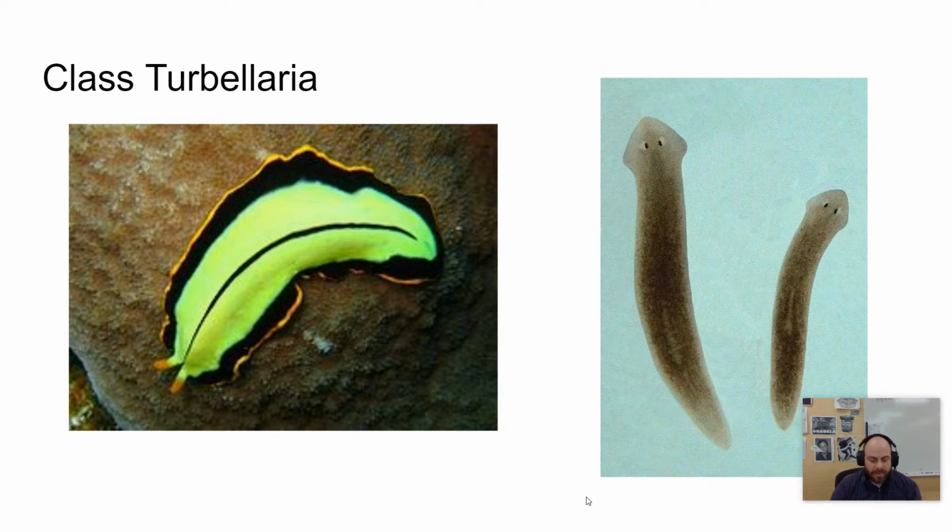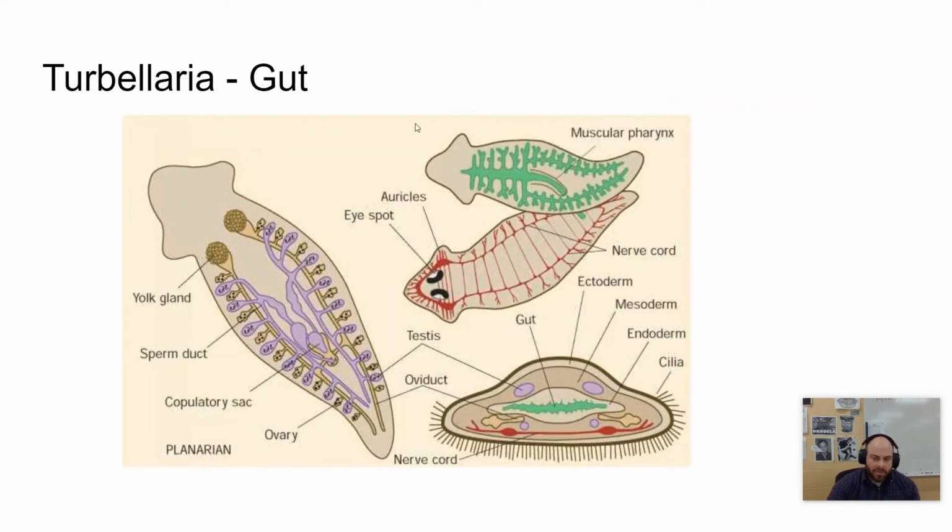Turbellarians are free-living flatworms. They're typically found in marine or freshwater environments, and they are found under objects because they like to hide, stay out of the light. They're often distinguished on the basis of their gut, like the presence of it, the shape of it, their external pharynx. Some of these don't even have a gut; they just kind of eat through diffusion or whatever.